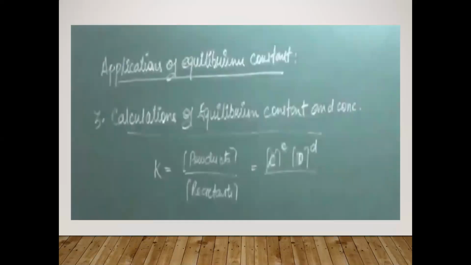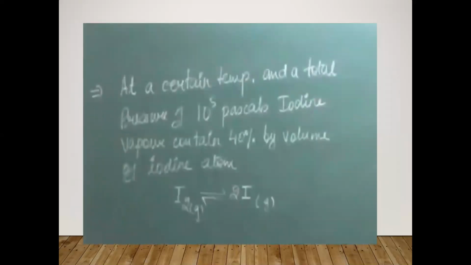Now the third application is that we can calculate the concentration with the help of the equilibrium constant. Suppose we have the value of K and the concentration of products, so we can calculate the concentration of reactants. And if we have the concentration of reactants, then with the help of K we can calculate the concentration of products. Clear? So these are the applications of the equilibrium constant. Now look at some examples.